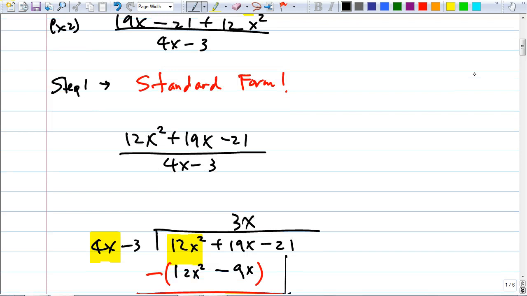Now, why do you suppose I have that parentheses in red with a negative sign out in front like this? Do I need a parentheses there? Yes, I do, because I am subtracting that whole binomial from the top, okay? I'm multiplying 3x times 4x minus 3 here. What is negative 3 times 3x?